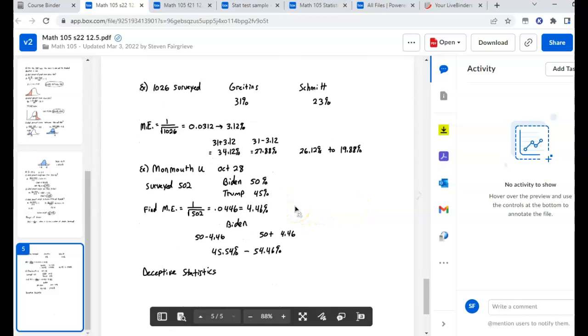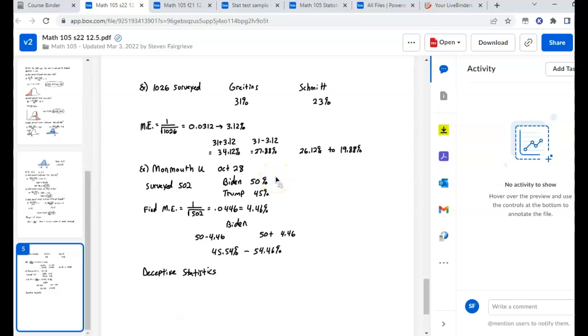And then we talked about margin of error on this other example with this survey for Monmouth University up in Pennsylvania. They surveyed 502 people, and came up with these different numbers. And here we found the range of values for Biden, anywhere from 45 to 54%. In that particular example, that was from the previous presidential election.